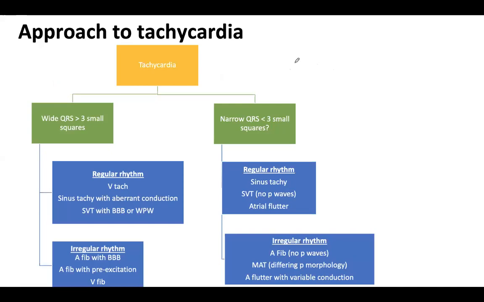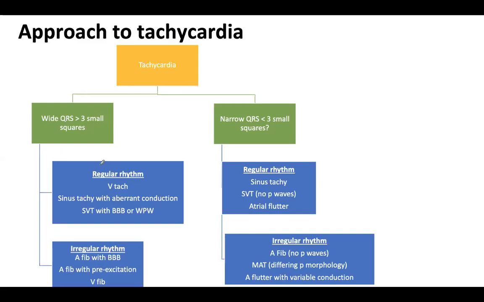Okay, so now we're going to go into an approach to tachycardia. In terms of tachycardia, how I like to look at it is, after I've looked at the rate, I then look at the rhythm. And I would already know whether it's regular or irregular, so I would know this part already. And then I would measure the QRS complex size. So if it's more than 3 small squares, it would be a wide QRS complex, and then narrow if it's less than 2.5 to 3.